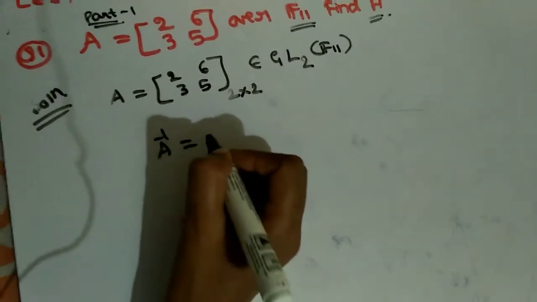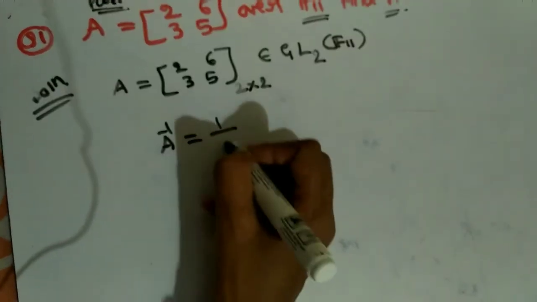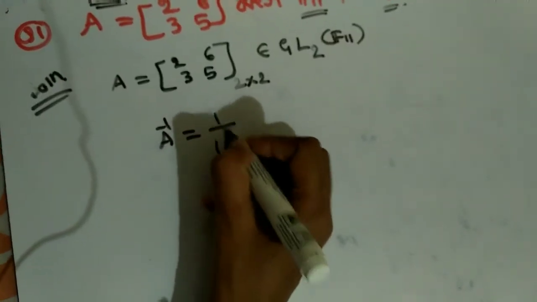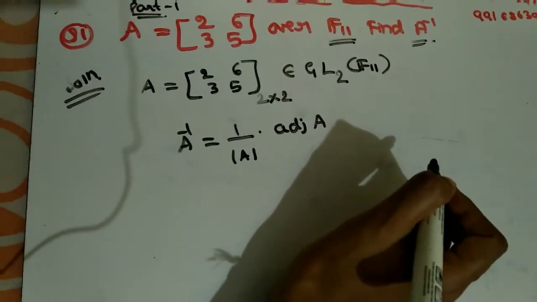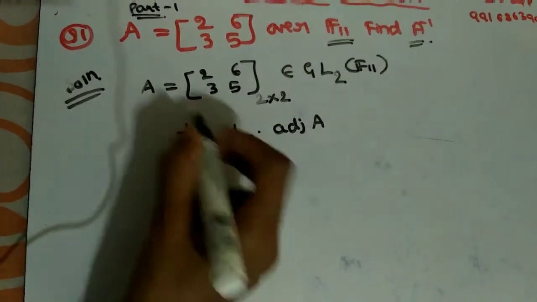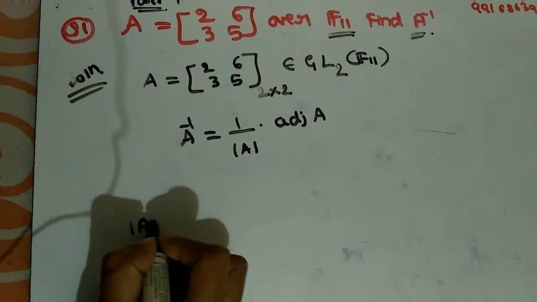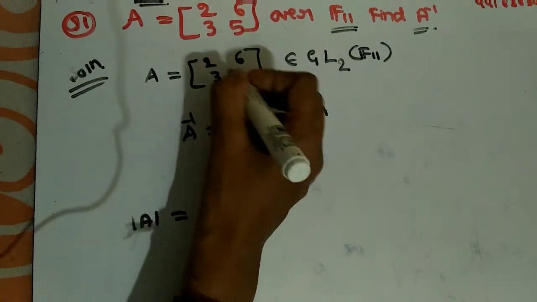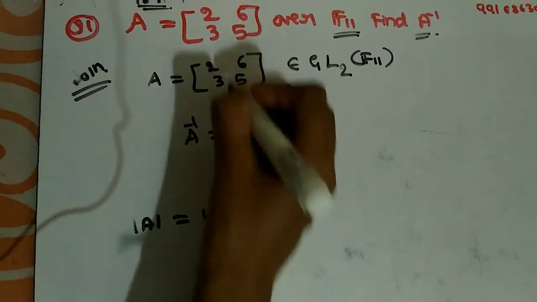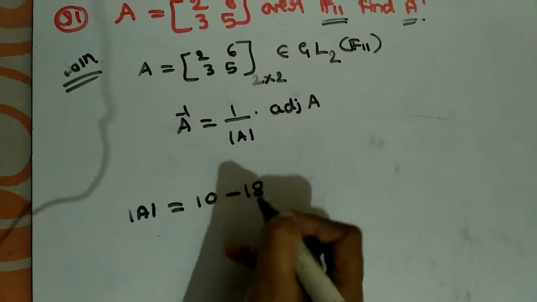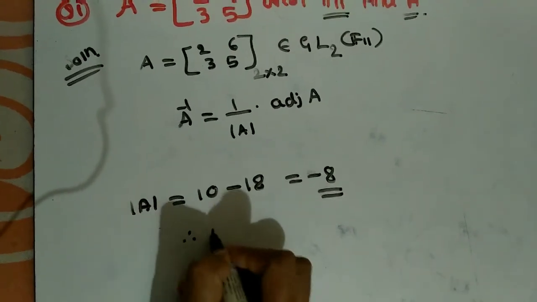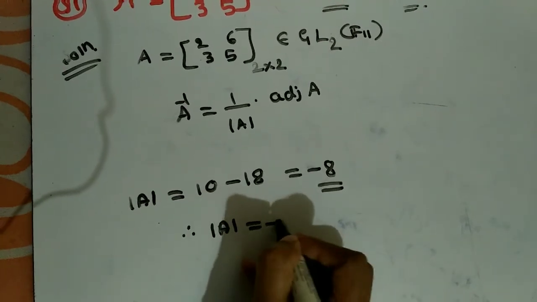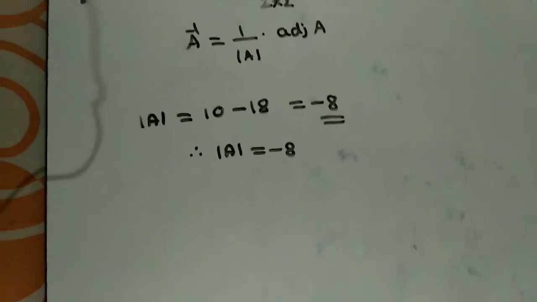We all know the formula for the inverse of a matrix, which is 1 divided by the determinant of A, times the adjoint of A. First we will find the determinant of this matrix. 5 times 2 gives me 10 and 6 times 3 gives me 18, so 10 minus 18 is minus 8. Therefore the determinant of A is minus 8.